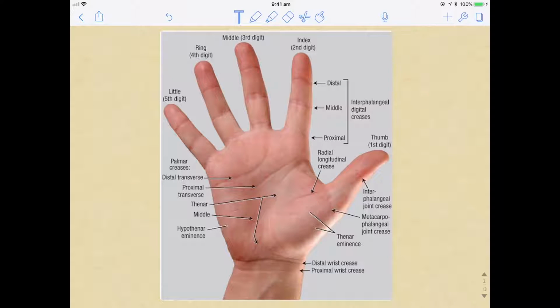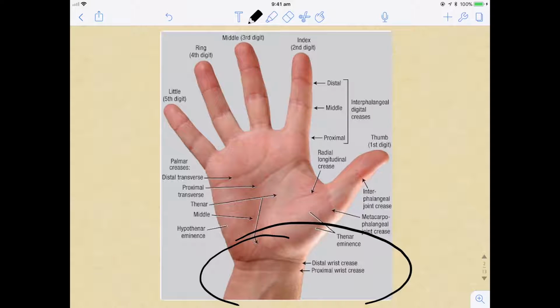So today is all about the wrist. Take a look at this surface anatomy image that has labels of all the different features on the hand. Today we'll only focus on this part of the wrist, so don't worry about all the upper names and labels. In particular, let's focus on the distal wrist crease. The carpal tunnel extends distally by about 3 centimeters past this crease.